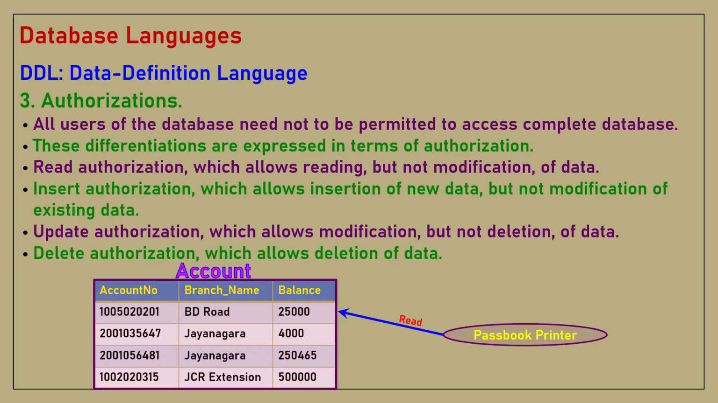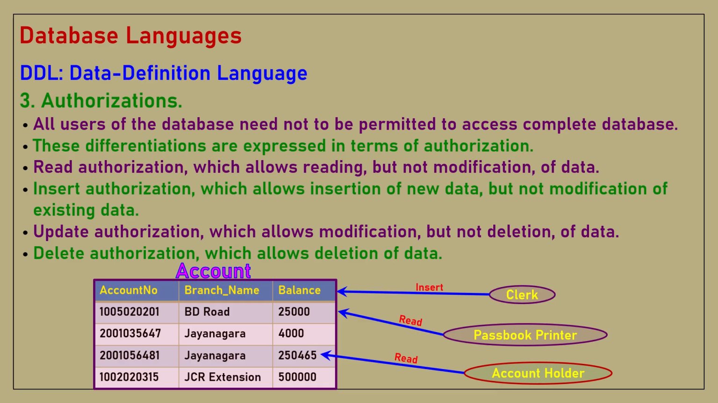For example, a passbook printer has read authorization on transaction table. Each account holder can read row of his account only. Account creating clerk can have insert authorization. Cashier may have update authorization. Manager can have all these authorizations including deletion.